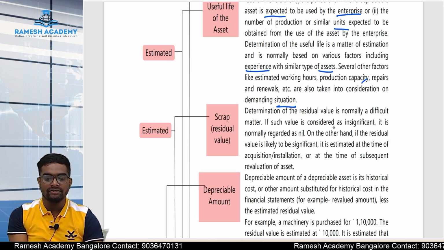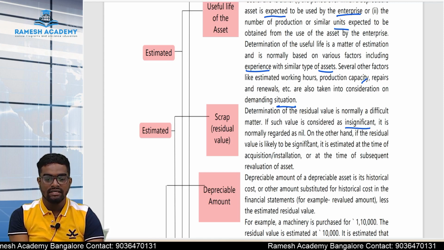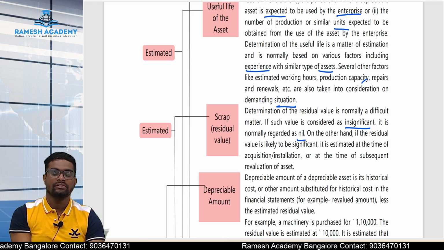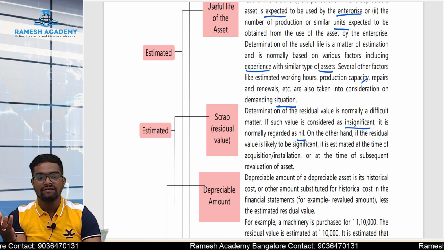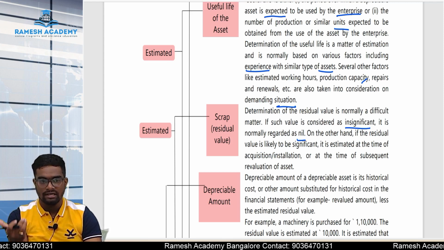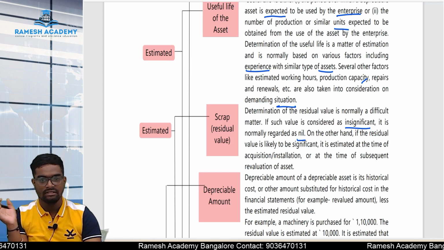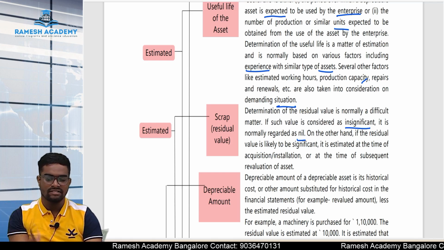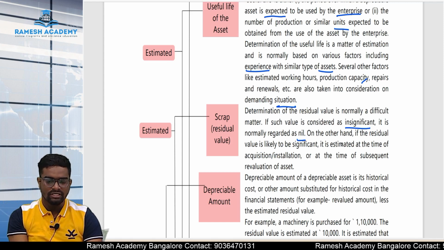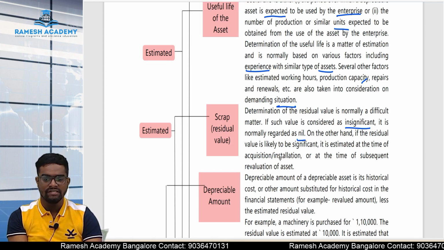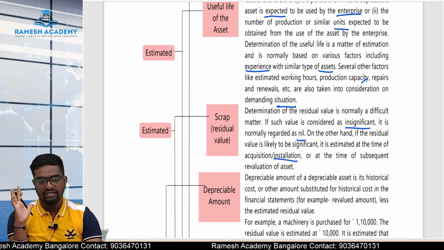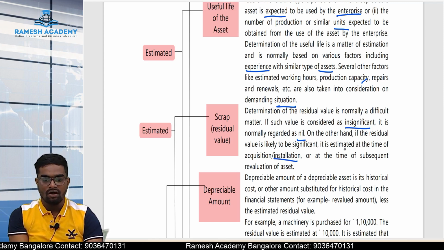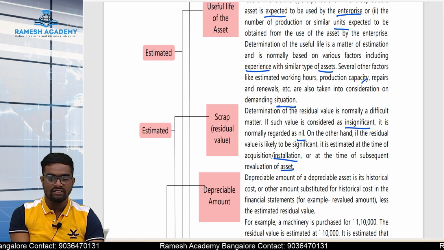If such value is considered insignificant, it is normally regarded as zero, which means after 10 years, if you sell the asset, the amount which you get is insignificant, in thousands or hundreds, then obviously we will keep it as nil only. Why take the headache? On the other hand, if the residual value is likely to be significant, it is estimated at the time of acquisition. If it is significant, which means if it is in lakhs or a bigger amount, then we estimate it at the time of acquisition, or at the time of subsequent revaluation of the asset.